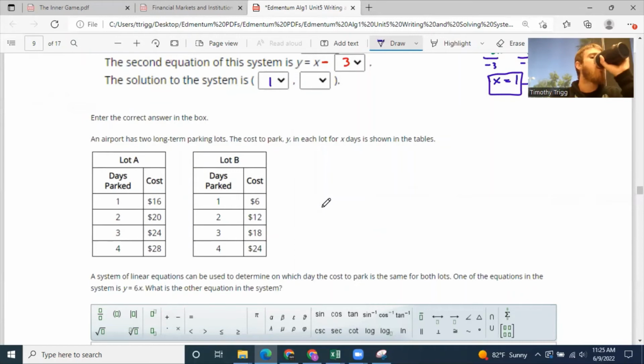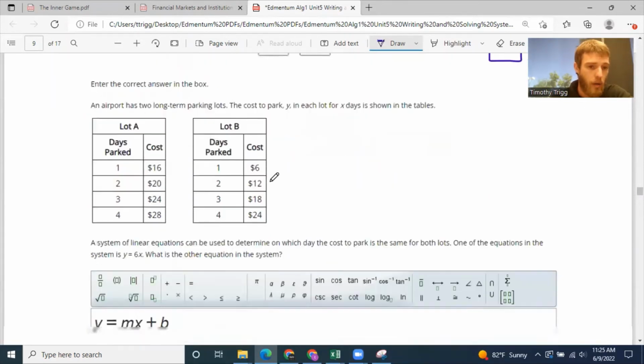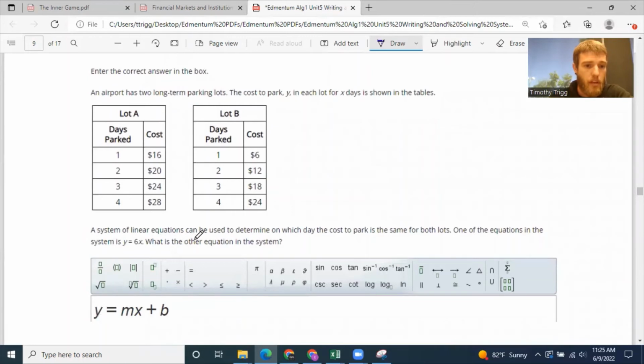Next question. An airport has 2 long-term parking lots. The cost to park y in each lot for x days is shown in the table. Okay. A system of linear equations can be used to determine on which day the cost to park is the same on both lots. One of the equations in the system is y equals 6x. I'm guessing that's this one, because it's going up by 6 each time, plus 6, plus 6, plus 6. So I can see the slope there is 6. So y equals 6x is for lot B.